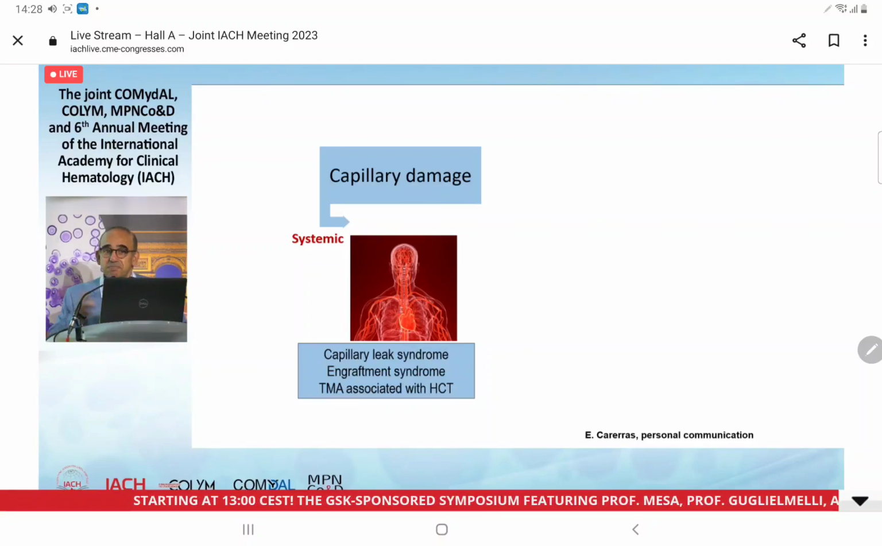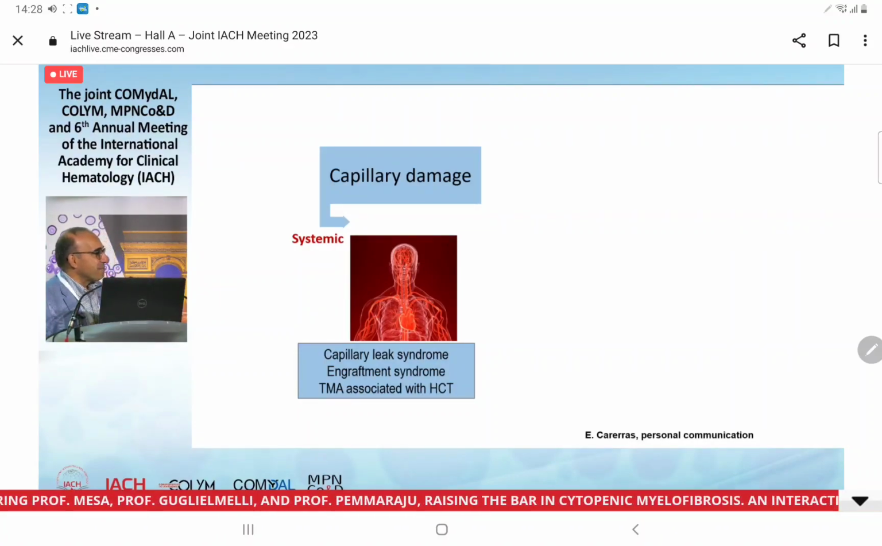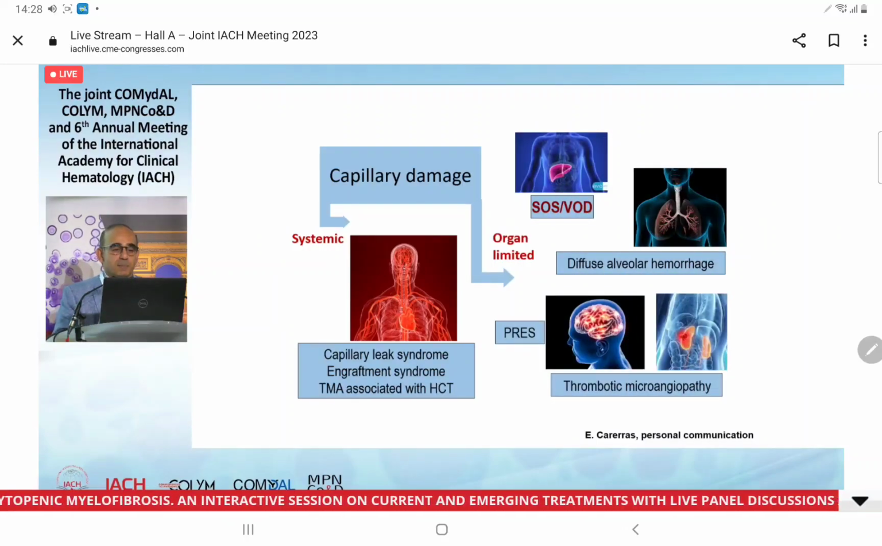We have also the famous engraftment syndrome, which is the most puzzling thing we see in transplant because they engraft, they get a little bit of fever, red skin, a little bit of weight gain, and then you give a little bit of steroids and everything goes well. So for me, it's a very, very enigmatic syndrome. TMA will be discussed by Professor Duarte, and he will explain to you the new scoring, classifications, and therapy.